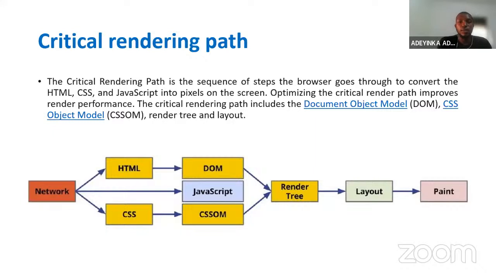As you can see on my screen, whenever you make a request to a particular resource, the first thing that gets loaded is the HTML, which in turn creates what we call the Document Object Model. Then after the HTML gets loaded, the next thing to get loaded is the CSS. The CSS creates the CSS Object Model.